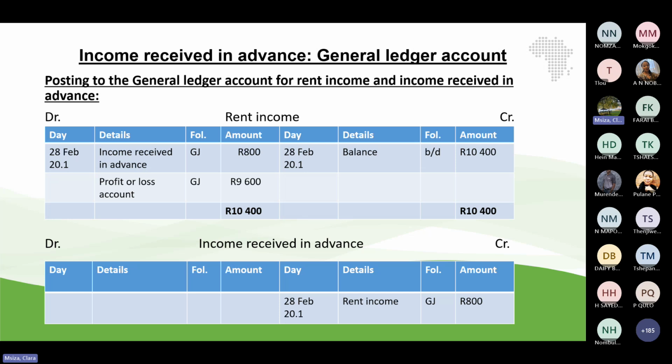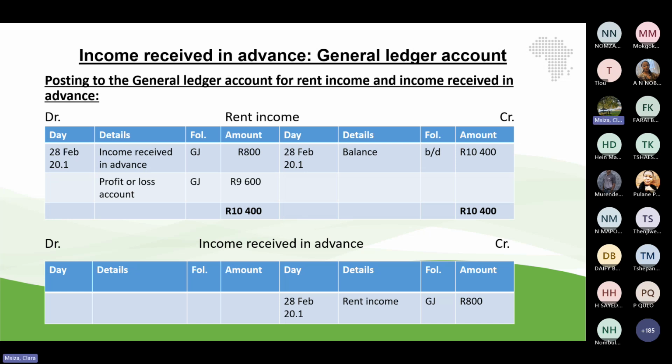We know that we had the 10,400. And already we know from 10,400, the 800 must be removed. It cannot be in the current financial year, meaning that it must be removed from our statement of profit and loss and other comprehensive income. So we're removing that income. So this is how it will look like.